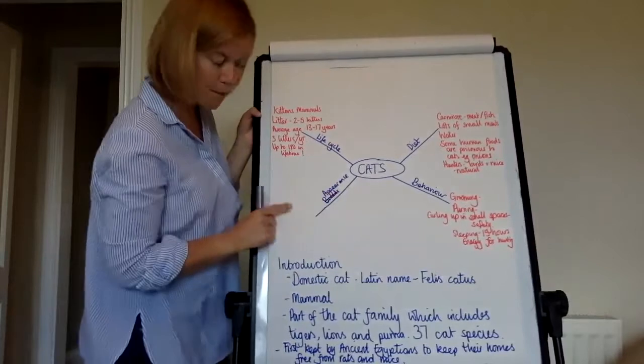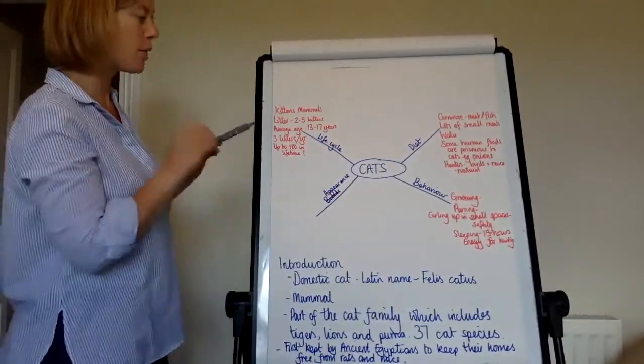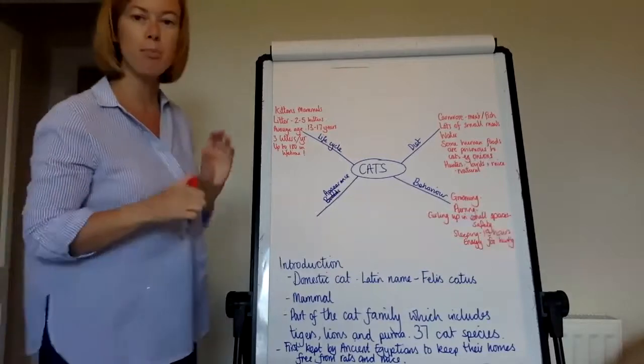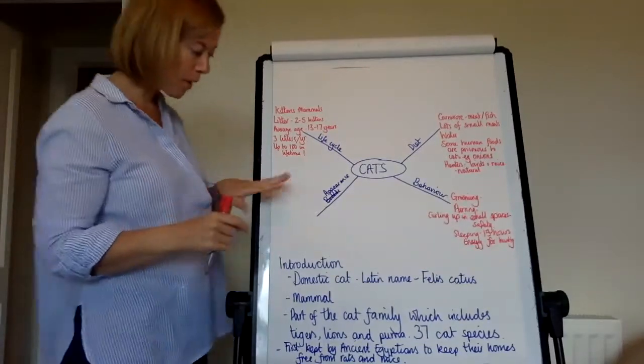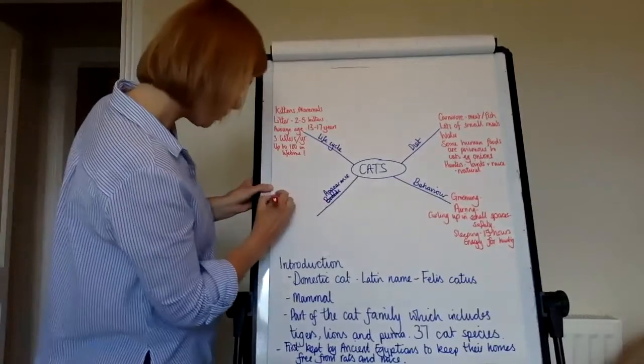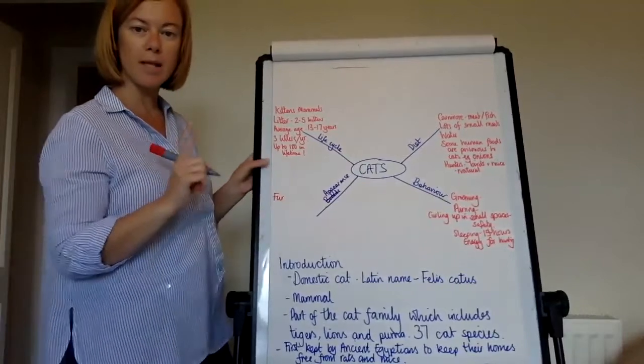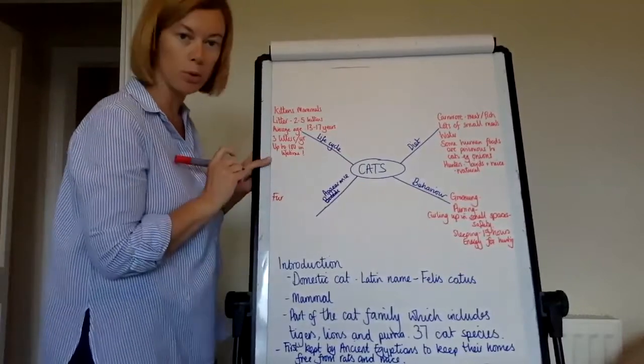Now, I've left appearance blank at the moment because I want to show you how I've jotted my ideas down. You'll notice I haven't written in full sentences. I've just done bullet points and keywords. So the appearance of a cat. Cats have fur, and that keeps them warm, but there is one breed of cat which is bald.